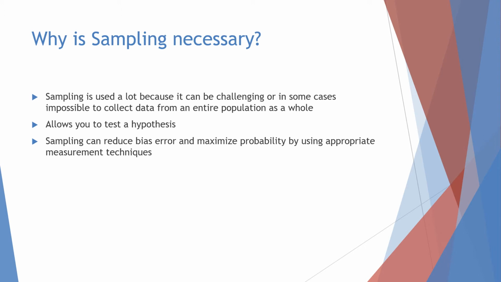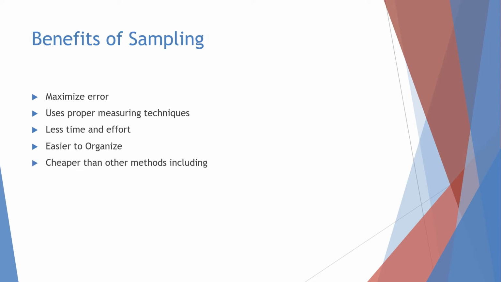Why is sampling necessary? Sampling is used a lot because it can be challenging or even in some cases impossible to collect data from an entire population as a whole. So if the entire population is 1,000, it can be very hard to collect all the data, so they might only decide to survey 200 people. It allows you to test a hypothesis, and it can reduce bias and maximize probability by using appropriate measurement techniques.